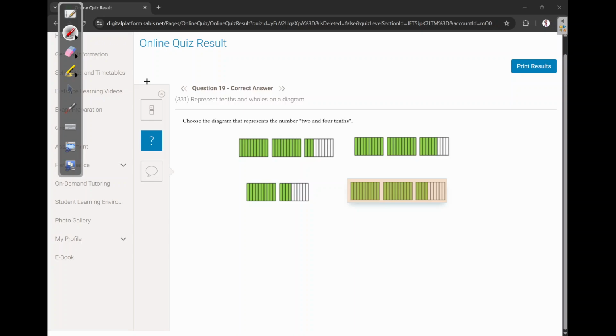Choose the diagram that represents the number 2 and 4 tenths. This one is 1, 2, but this one's 3. We need another one. This one is 2 wholes, and there's 1, 2, 3, 4, 5, 6. There's 6, so it's wrong. And this one is 1, so we know it's wrong. This one is 1 whole, 2 wholes, and 1, 2, 3, 4. So this one is correct.